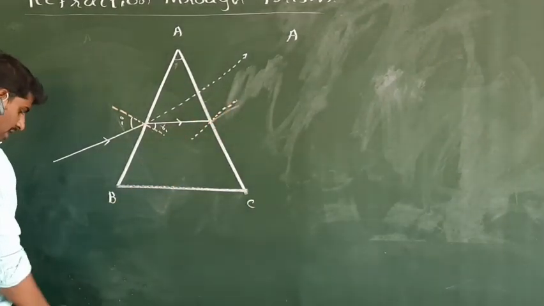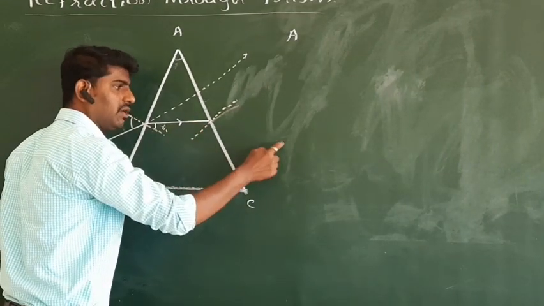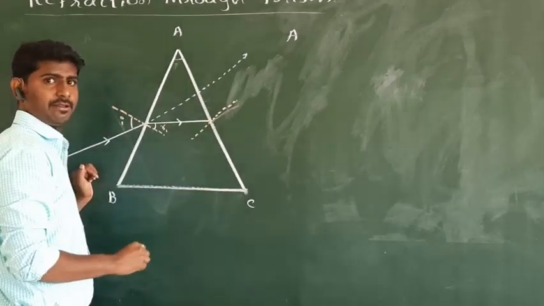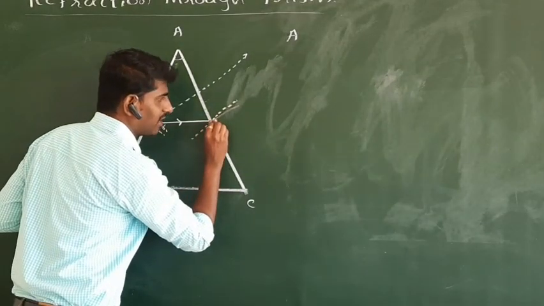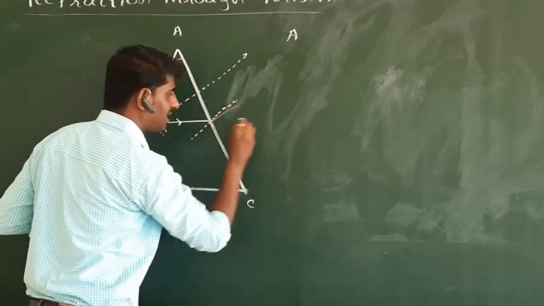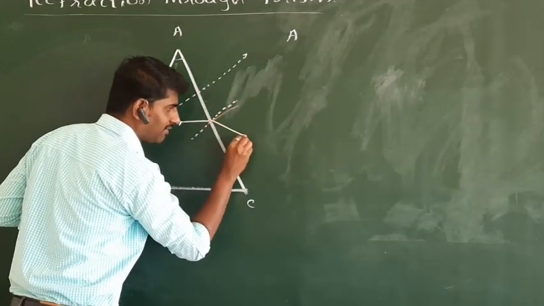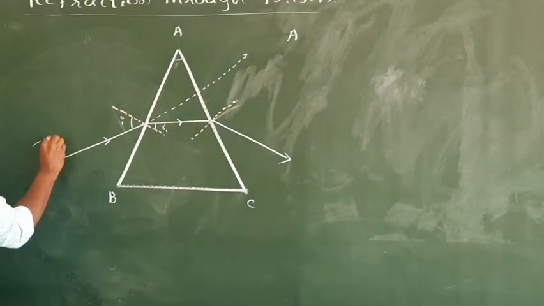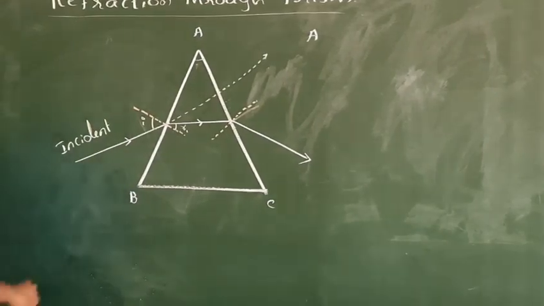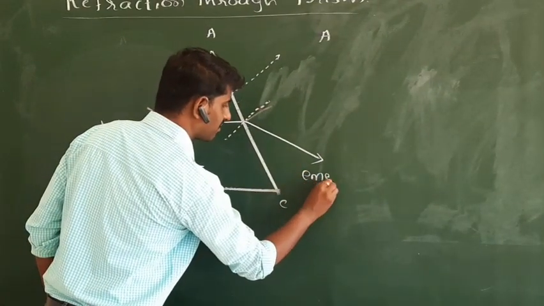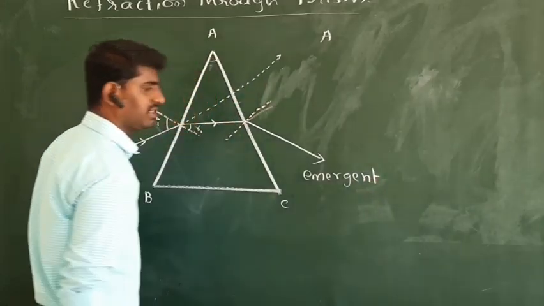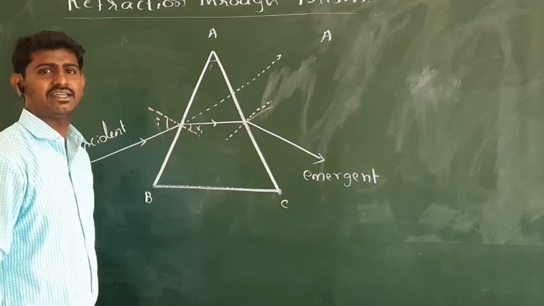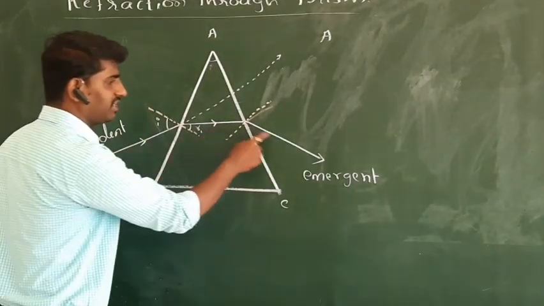Now the ray of light is moving from glass to air medium, denser to rarer, so it has to bend away from the normal line. As a result, instead of moving in the straight direction, it bends and travels in this direction. This is the incident ray, and this is the emergent ray, and the light inside the prism we call the refracted ray: incident ray, refracted ray, and emergent ray.